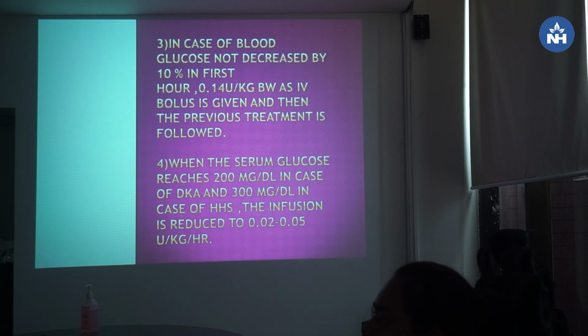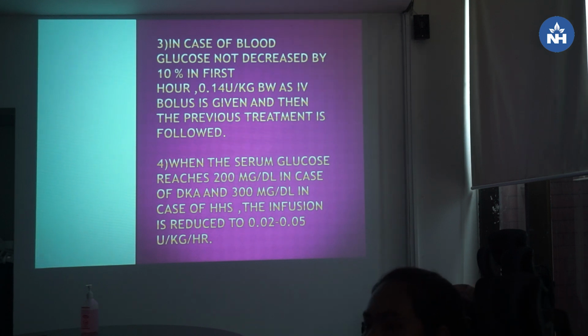In case blood glucose has not decreased by 10% in the first hour, we'll give a bolus of 0.14 unit per kg body weight, and then the previous treatment should be followed. When the serum glucose reaches 200 mg per deciliter in case of DKA and 300 mg per deciliter in case of HHS, the infusion is reduced to 0.02 to 0.05 unit per kg per hour.